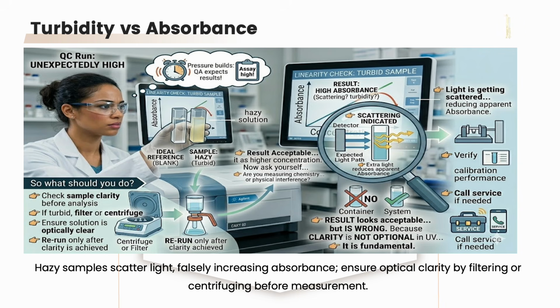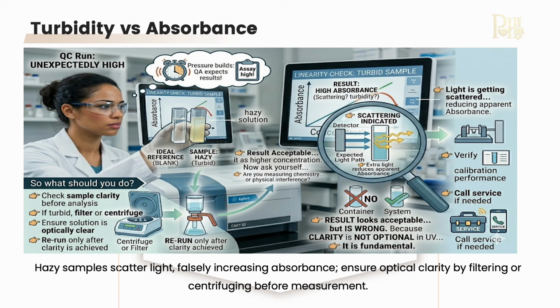Now imagine the situation. You prepare your sample. It looks slightly hazy, not perfectly clear. You hesitate for a second. Then you think it should be fine. You run the analysis. Absorbance is higher than expected. Now immediately, the assumption is that the concentration is high. But pause. Let's step back and think scientifically.